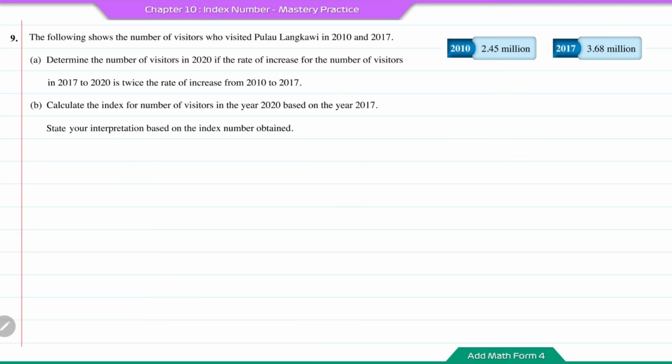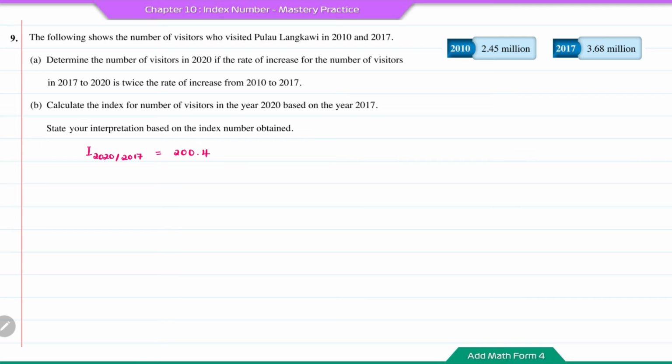Question B. Calculate the index for the number of visitors in the year 2020 based on the year 2017. State your interpretations based on the index number obtained. So in question A, we already found the index number in the year 2020 based on 2017, which is equal to 200.4. So based on the index number here, the number of visitors increased by 100.4% in the year 2020 when compared to the year 2017.